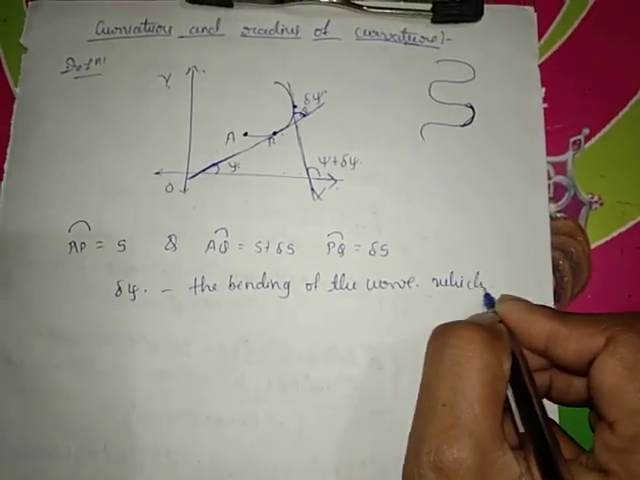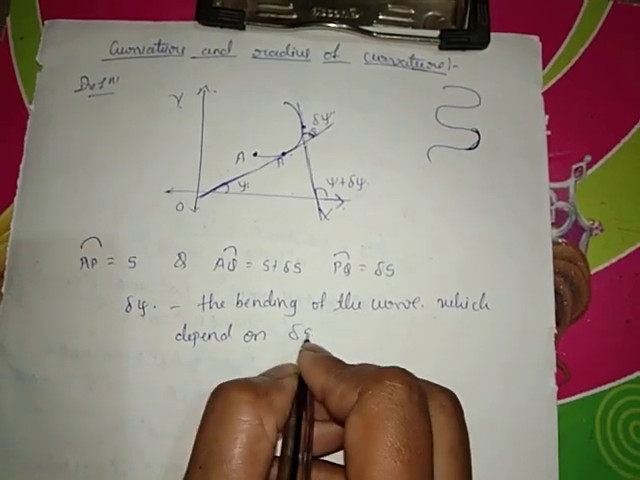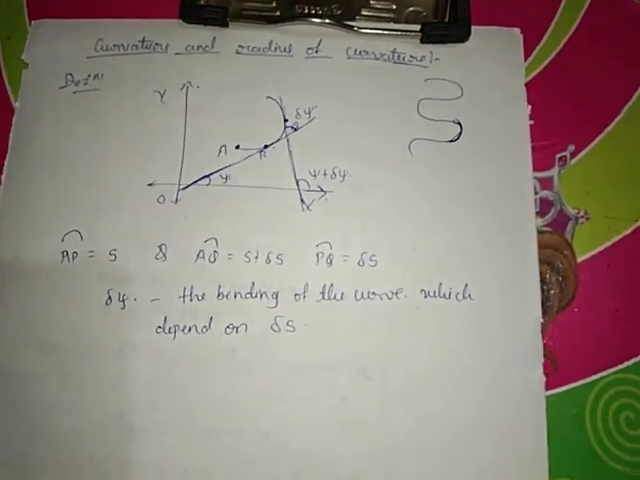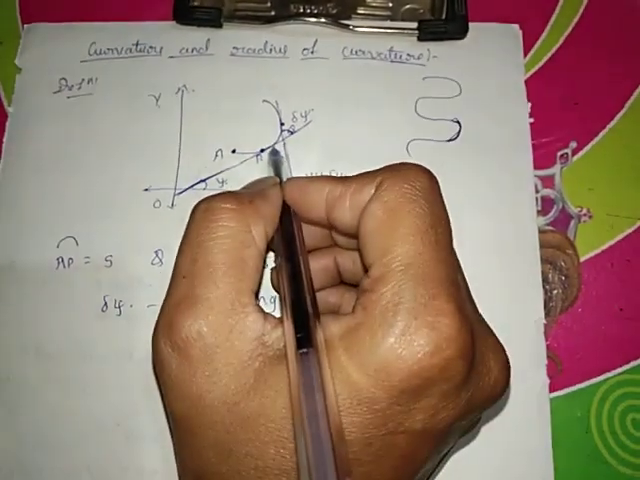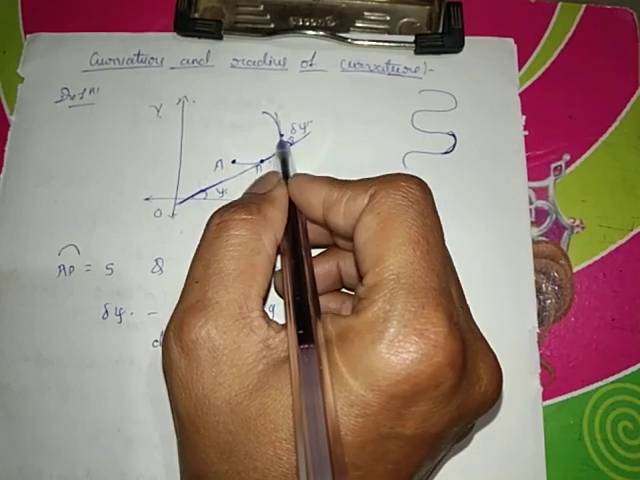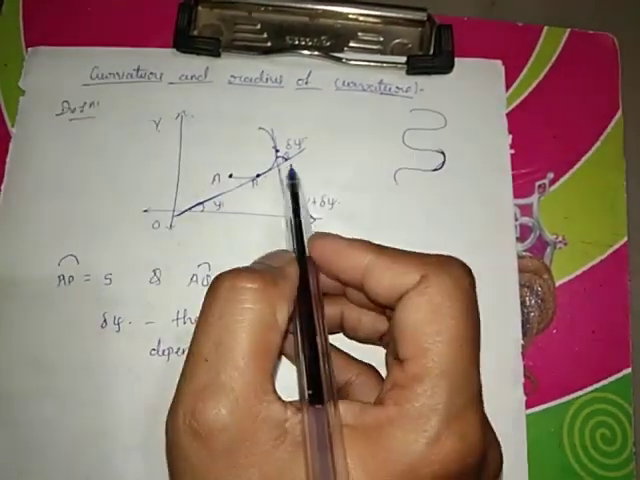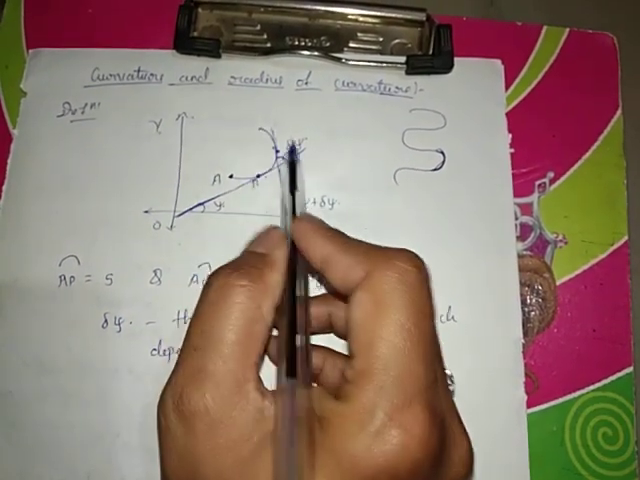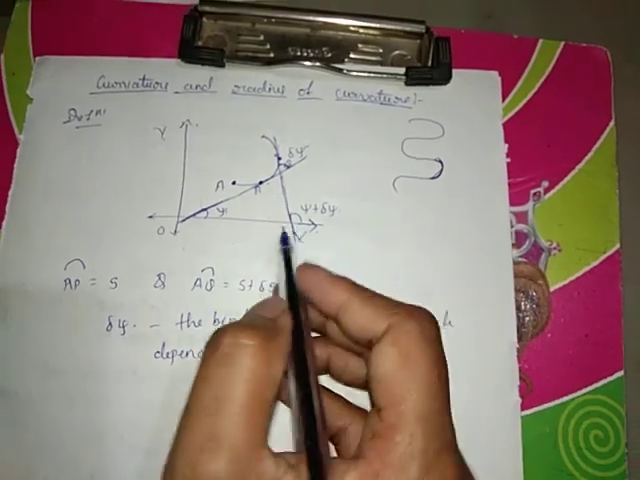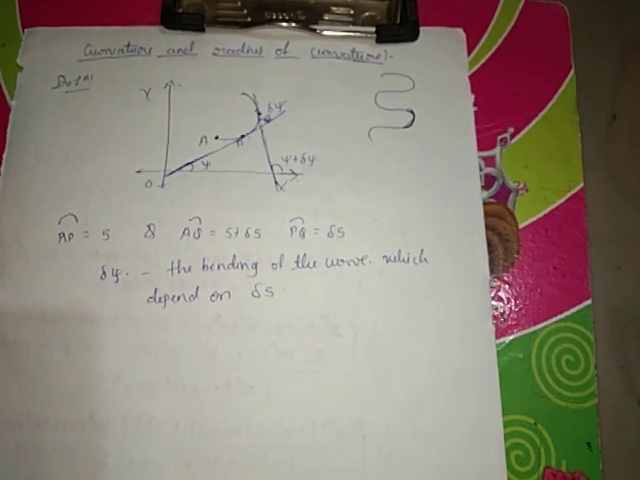The bending of the curve depends on delta s. Here the curve is bending like this, so the bending depends on delta s. This will be a dependent value, and the bending here makes an angle delta xi. So that depends on the curve here.